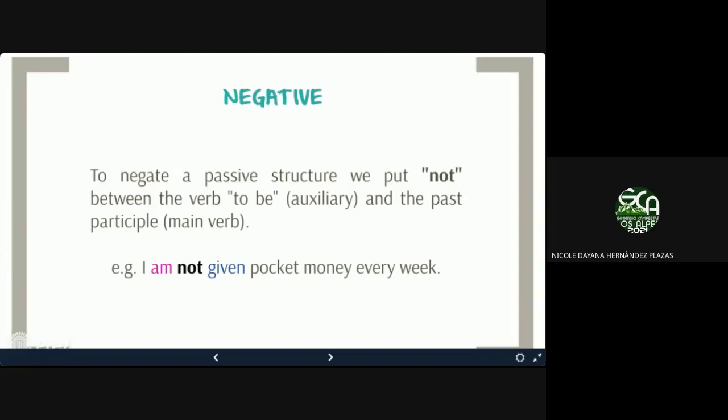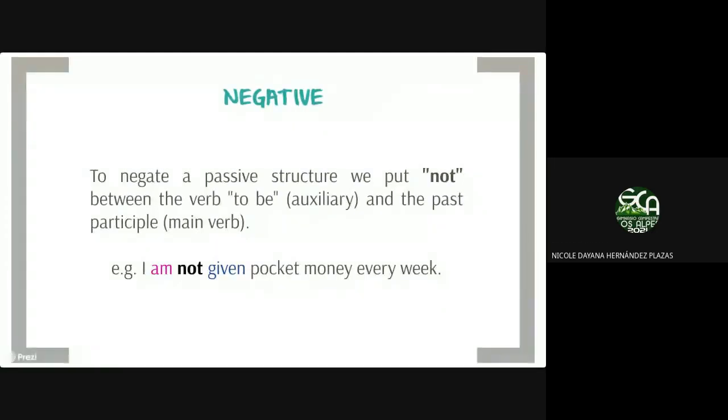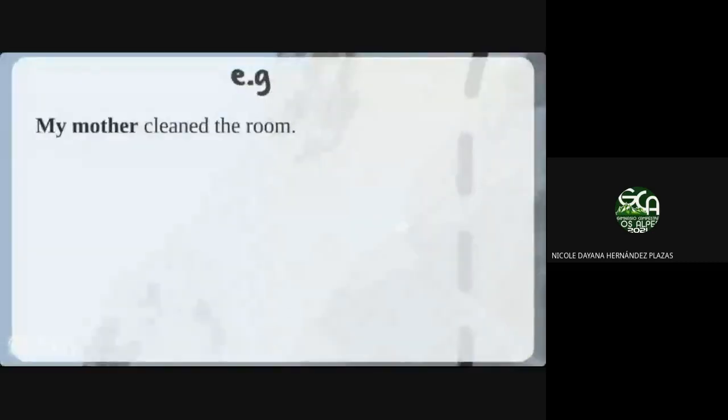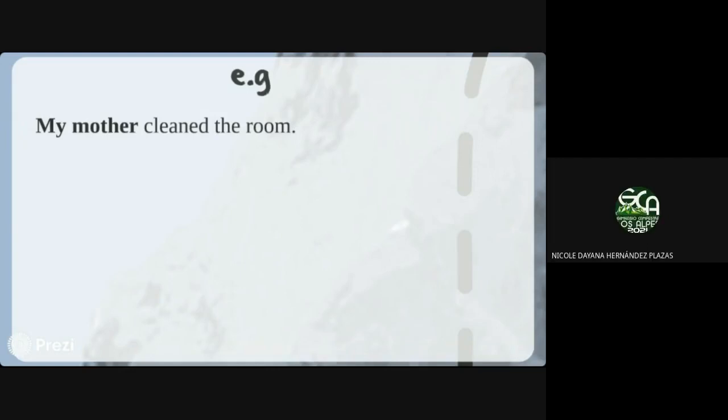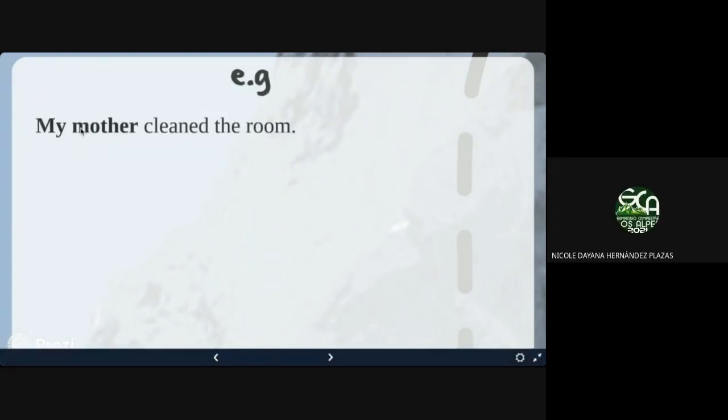The only thing, babies, you have to do is to put the verb to be in negative. So I am going to show you some examples in affirmative, and you are going to help me putting those in negative, okay? So look at this. My mother cleaned the room. First question, is this active or passive voice? Active. Active voice, very good. Why? Because the most important thing here is the subject who is doing the action. Now look at this in passive. The room is clean by my mother if you want.